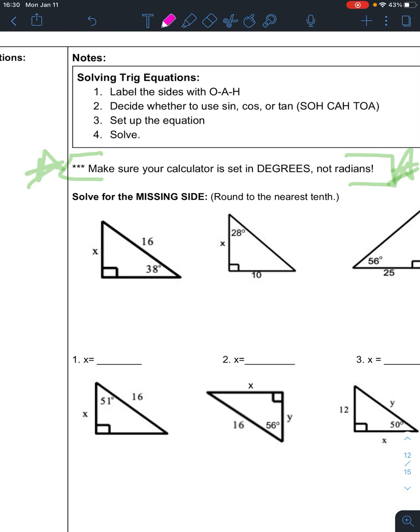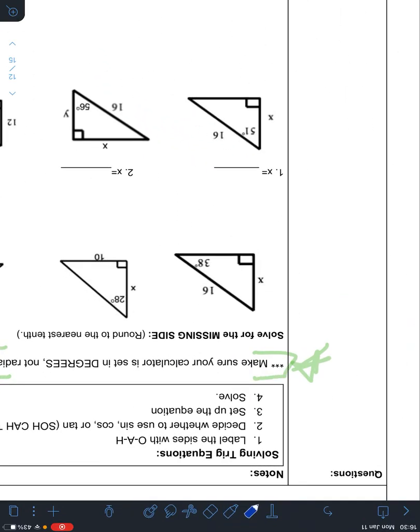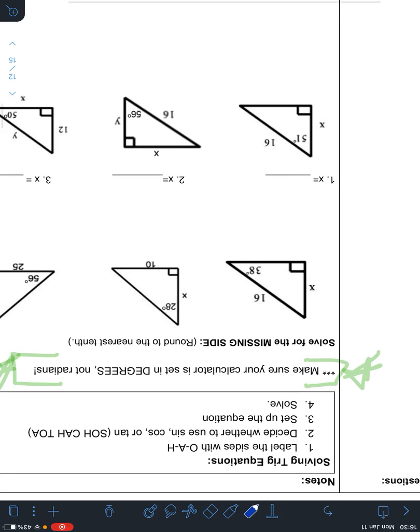So definitely you need to not just take my word for these answers. You need to type them into your phone to make sure that you know how to get these answers the right way. Sorry, I needed to turn my iPad over.